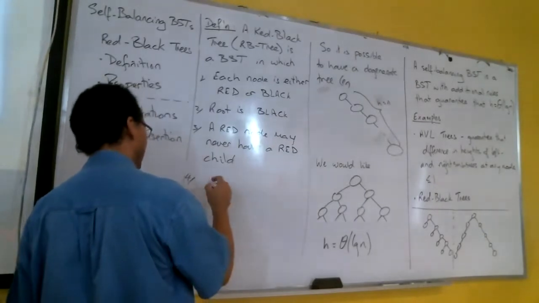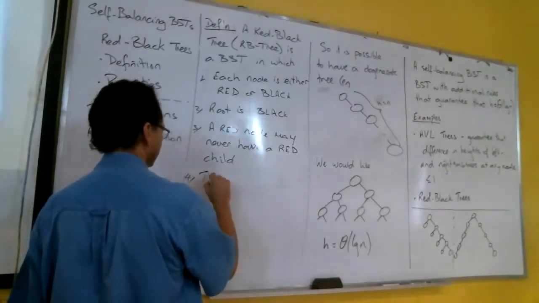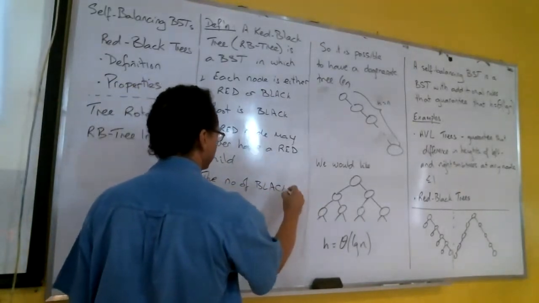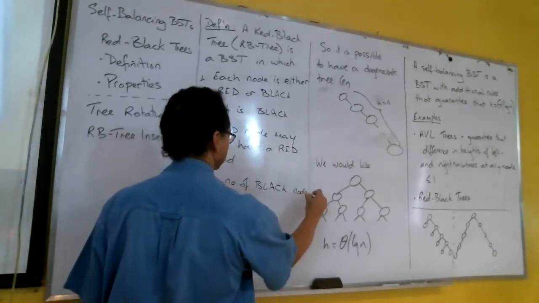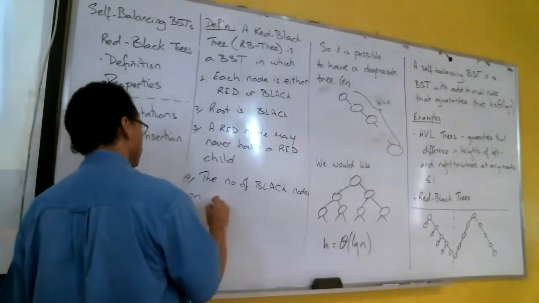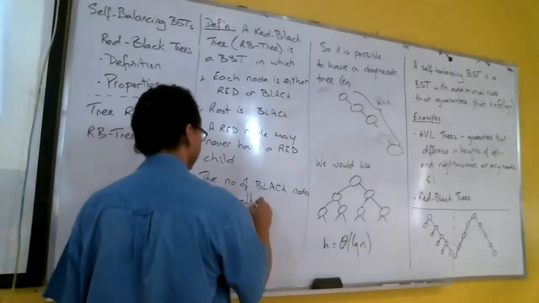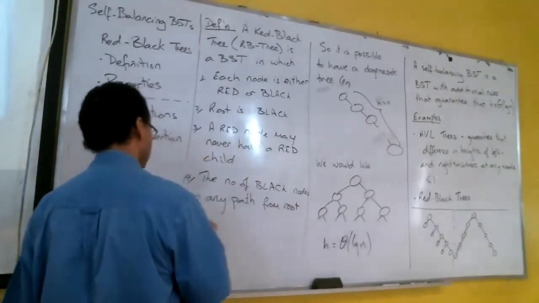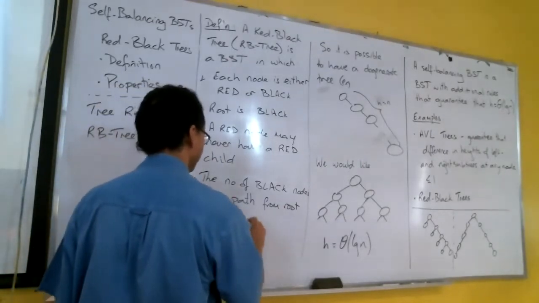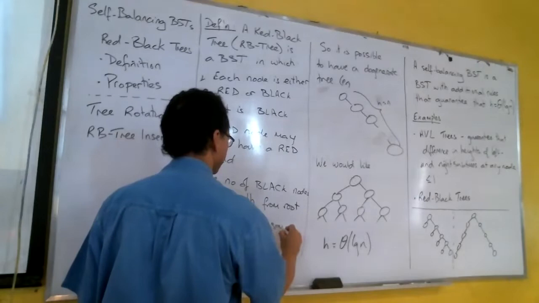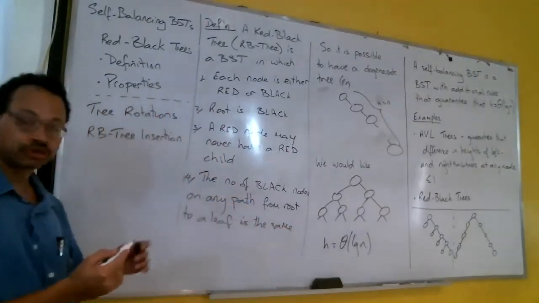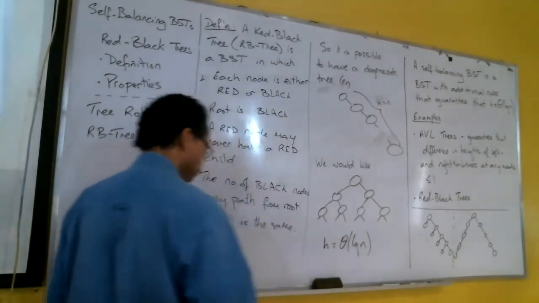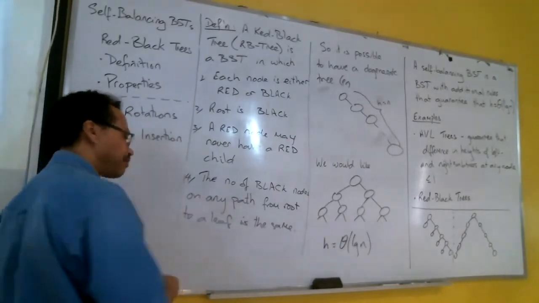So the number of black nodes on any path from root to a leaf is the same. It's the same regardless of which leaf you choose. This number is called the black height of the tree.